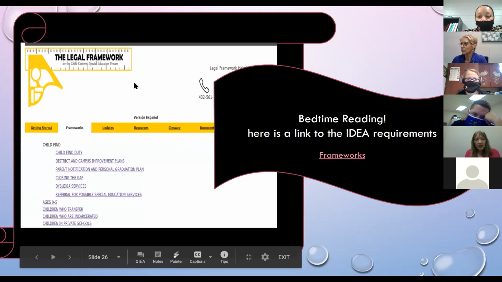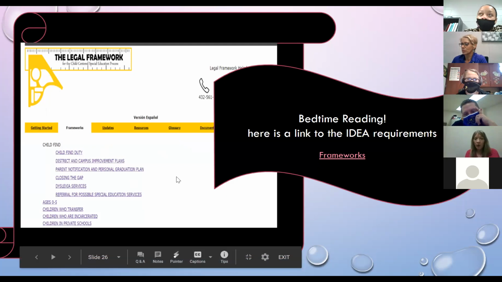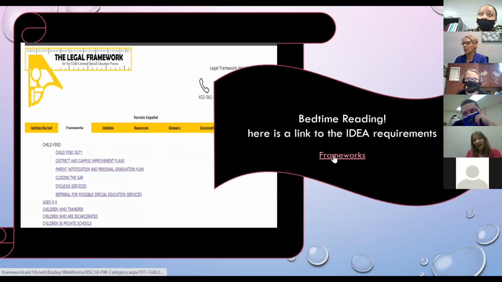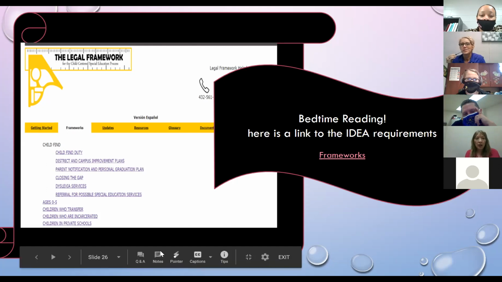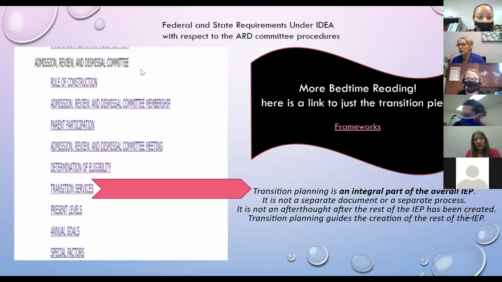Now, since the law itself is really wordy and fairly hard to digest, the best way to access this information is by reading the frameworks produced by Region 18. And there is a link if you want to read that framework. But in the whole IDEA framework, you're going to find information on the IEP committee, right? The Admission Review and Dismissal Committee, and all the rules pertaining to that.